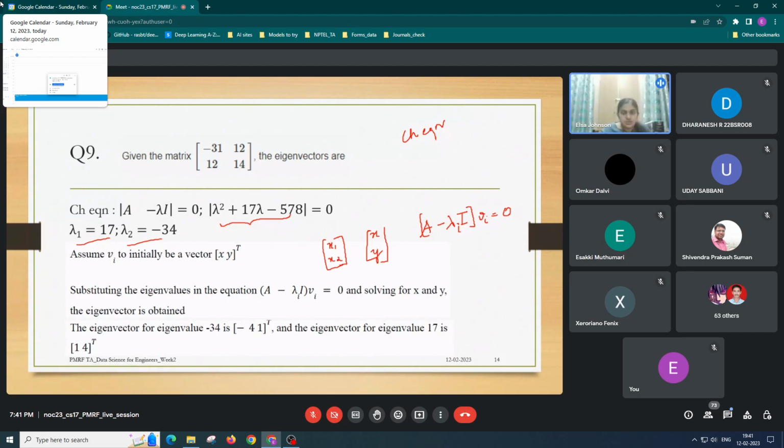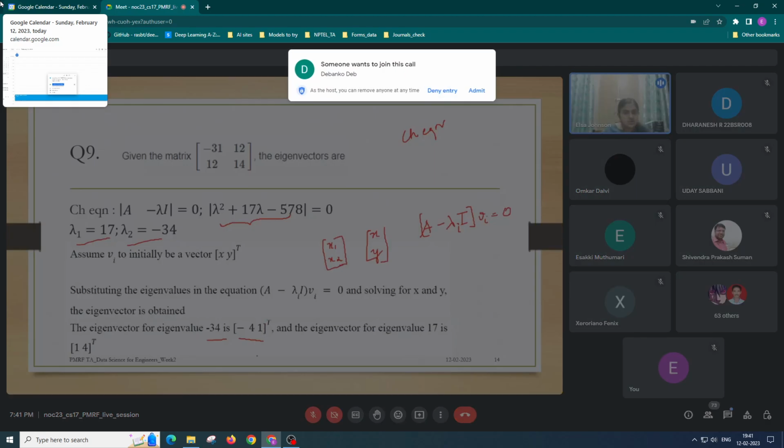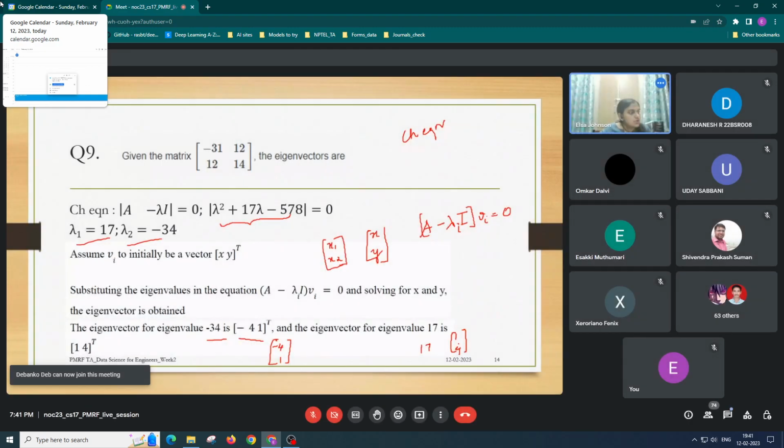These are the options actually. If you use minus 34 as your eigenvalue, then you will get minus 4 1 as the eigenvector. And if you use the eigenvalue 17, then you will get 1 4. So this is how the eigenvectors are found. Is this clear?